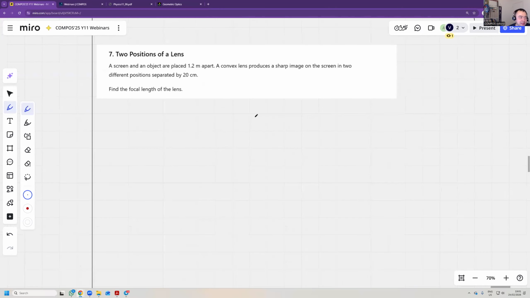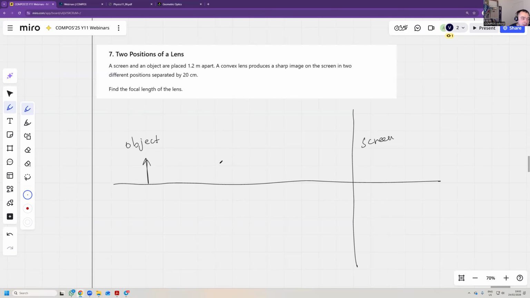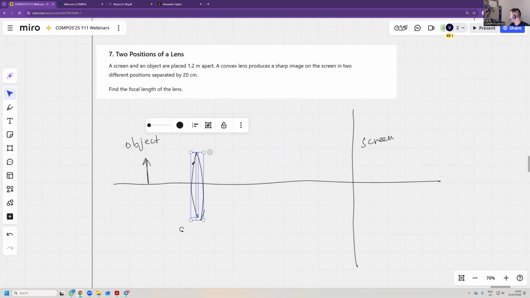Two positions of a lens, a screen and an object are placed 1.2 meters apart. So you have a screen, and an object. So you have an object, and there's a lens somewhere here. Lens. The lens is allowed to move. So you can move the lens, and by moving the lens, you can create a sharp image of something.